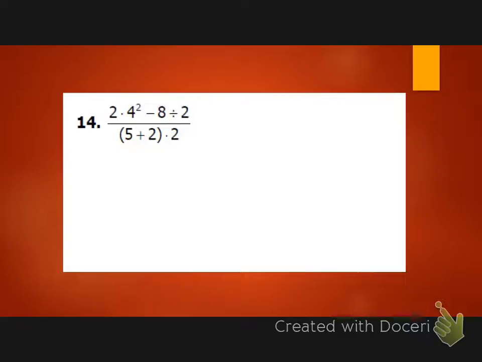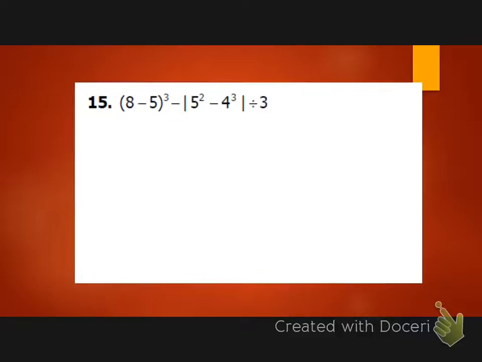Just pause the video. You should have gotten 2 as your answer. If you didn't get 2, try to look back and see where you made your mistake. How about number 15? Again, just doing things step by step.